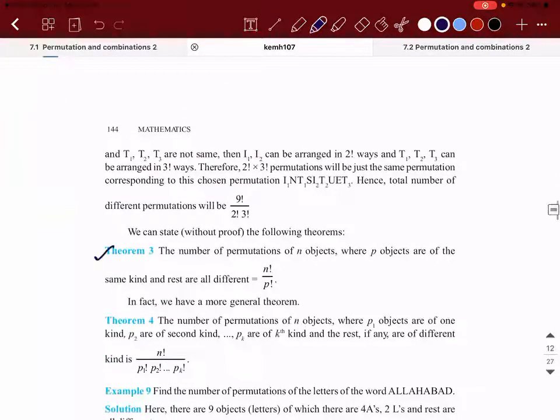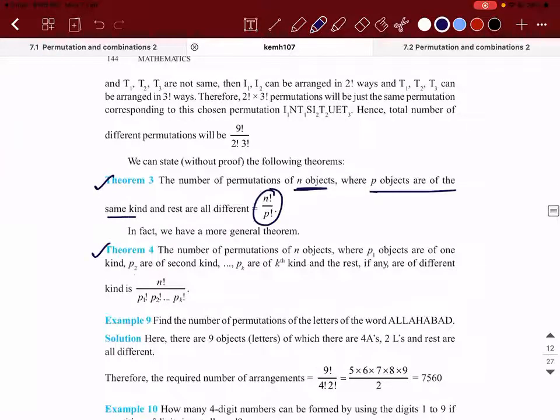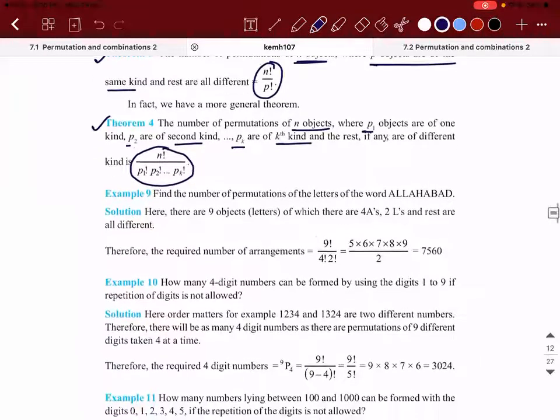So theorem number 3 is the number of permutations of n objects where p objects are of the same kind and the rest are all different. So n factorial divided by p factorial. That is what we did till now. Theorem number 4: the number of permutations of n objects where p1 objects are of the same kind, p2 of the second kind, pk of the kth kind, and the rest are different. Then you will have n factorial divided by p1 factorial into p2 factorial and so on till pk factorial.